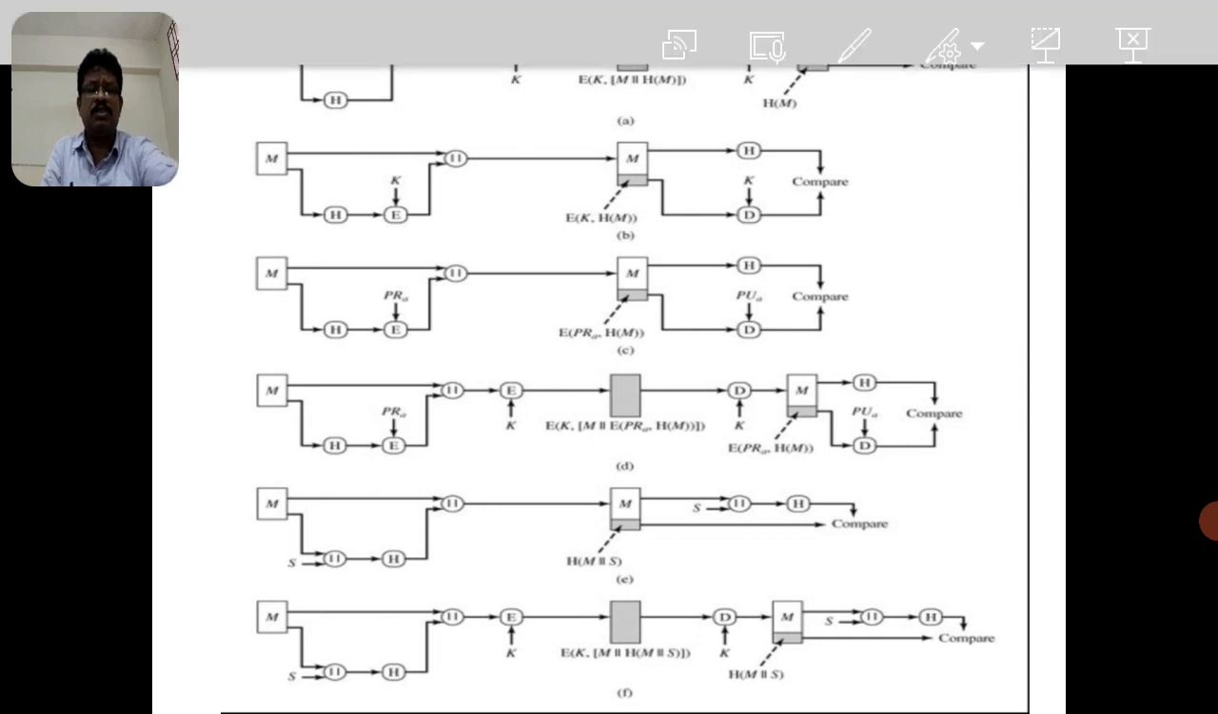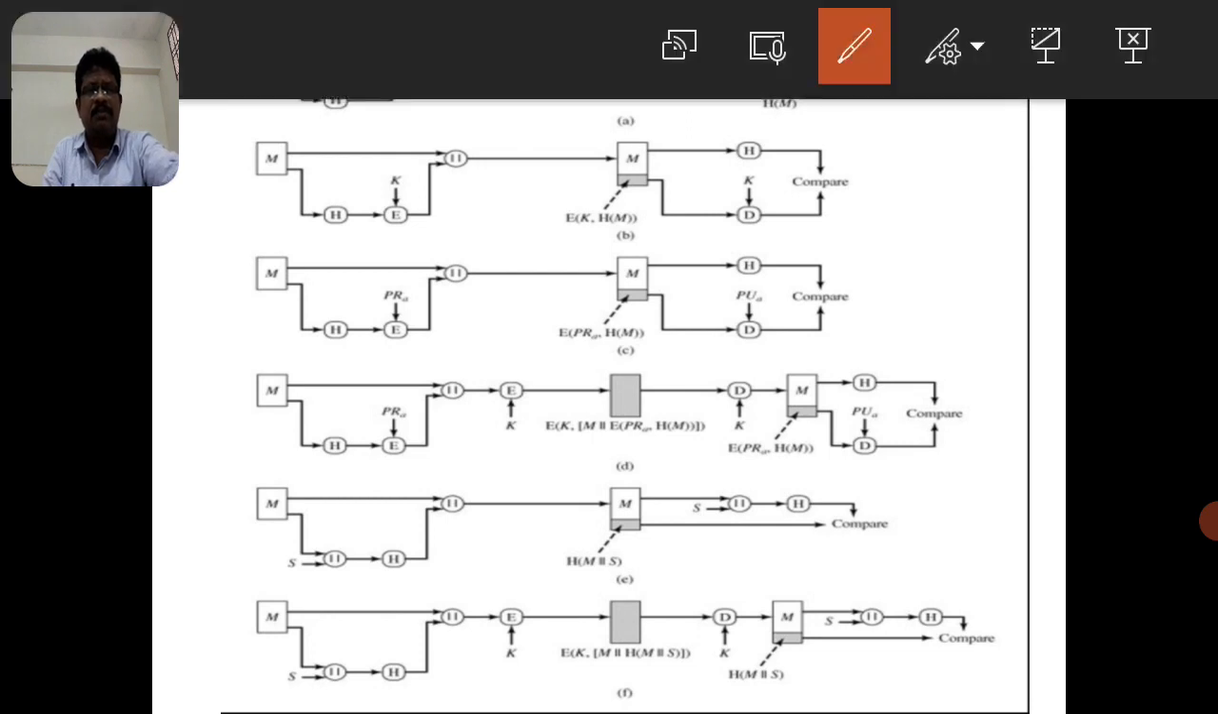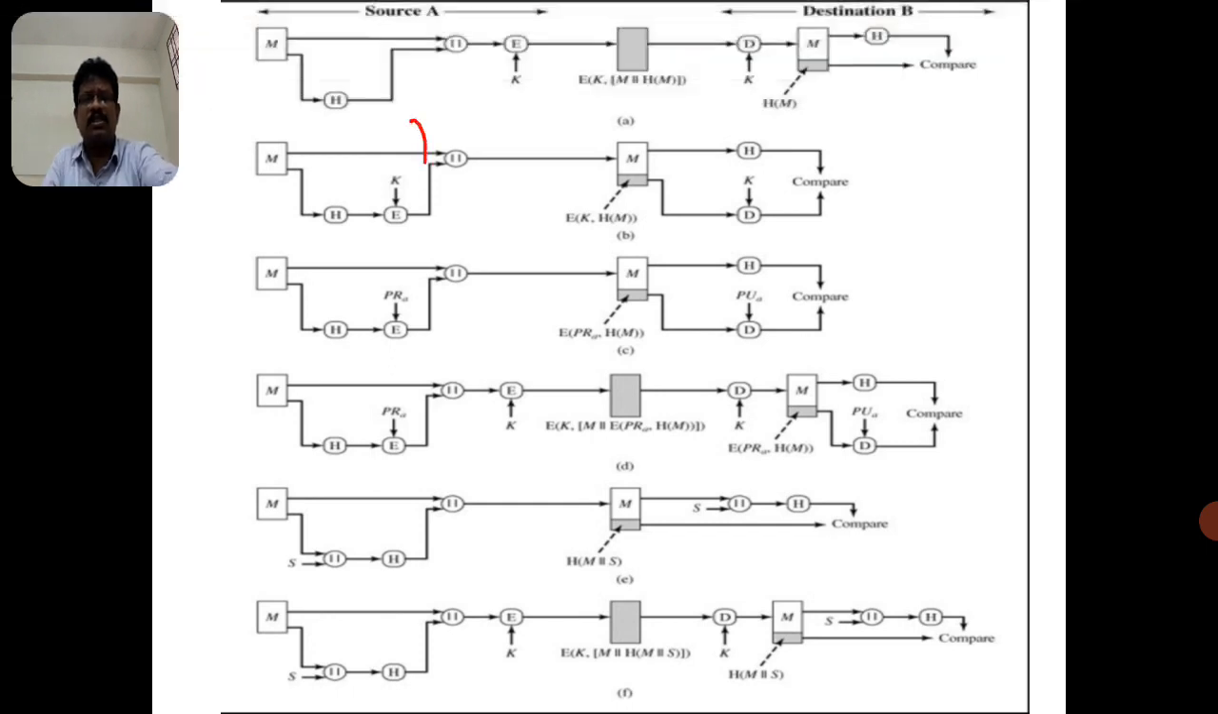The basic uses of hash functions: now you can observe this diagram, the hash function without any key. The message m is applied directly to the hash function and converted into h of m. Now this h of m is concatenated with the original message m, and finally encryption is applied with the key k.